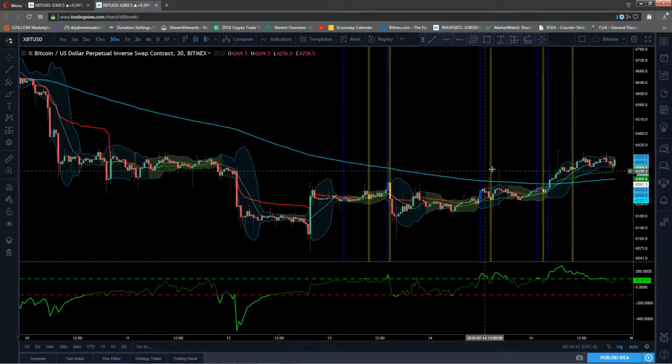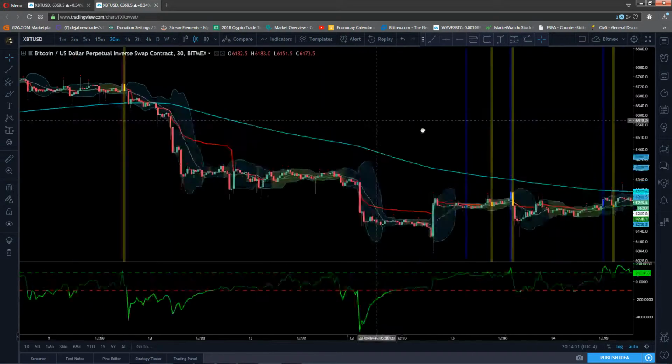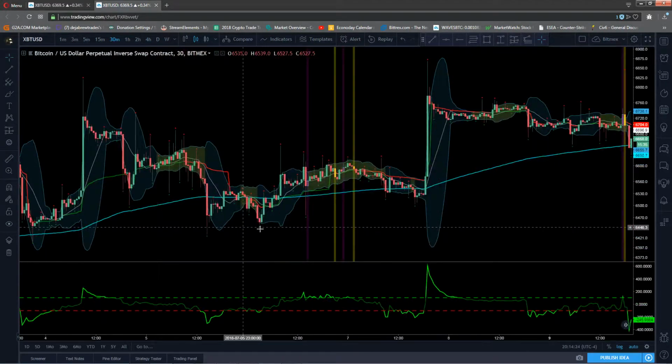Another thing to look for is when you're trading the buy candles. Let me see if I can find a good example. These are all weak buy candles here. Let's look for some strong buy candles.